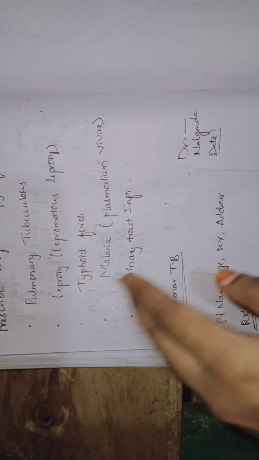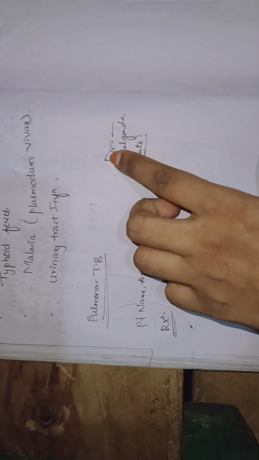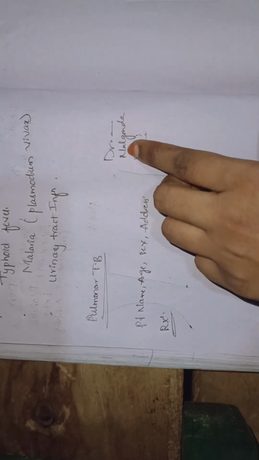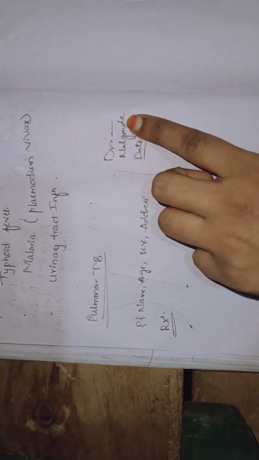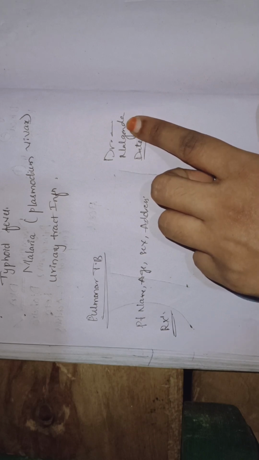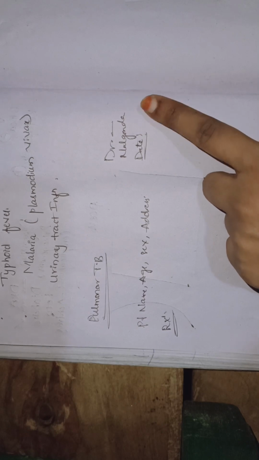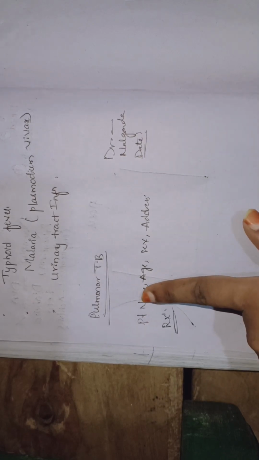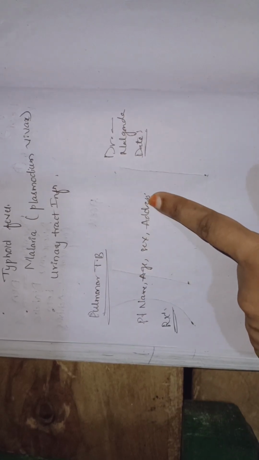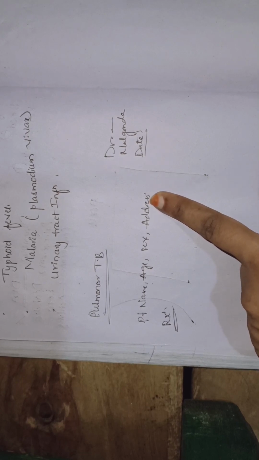If any patient comes with any of these diseases or any other disease, first you should write the doctor's name, and the doctor's place, like Nalgunda, the state. Next you should write the date, which is very important. Next, on this side, you should write the patient's name, age, sex, and address. Also write the occupation of the patient. Next you should write the treatment.